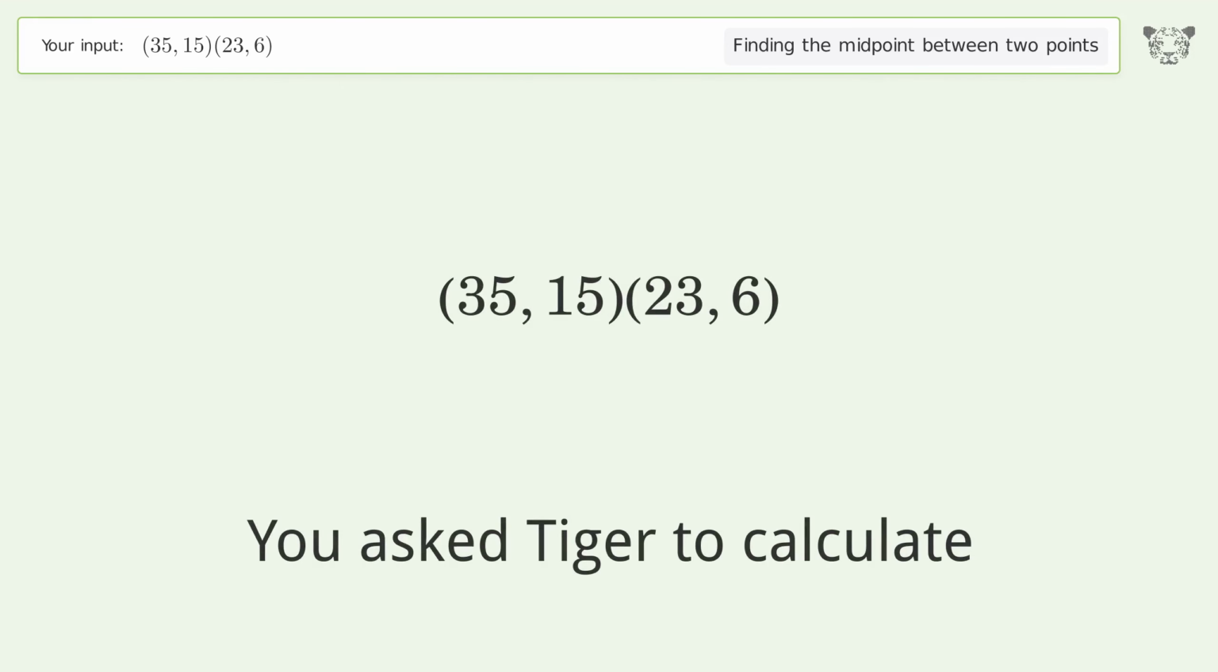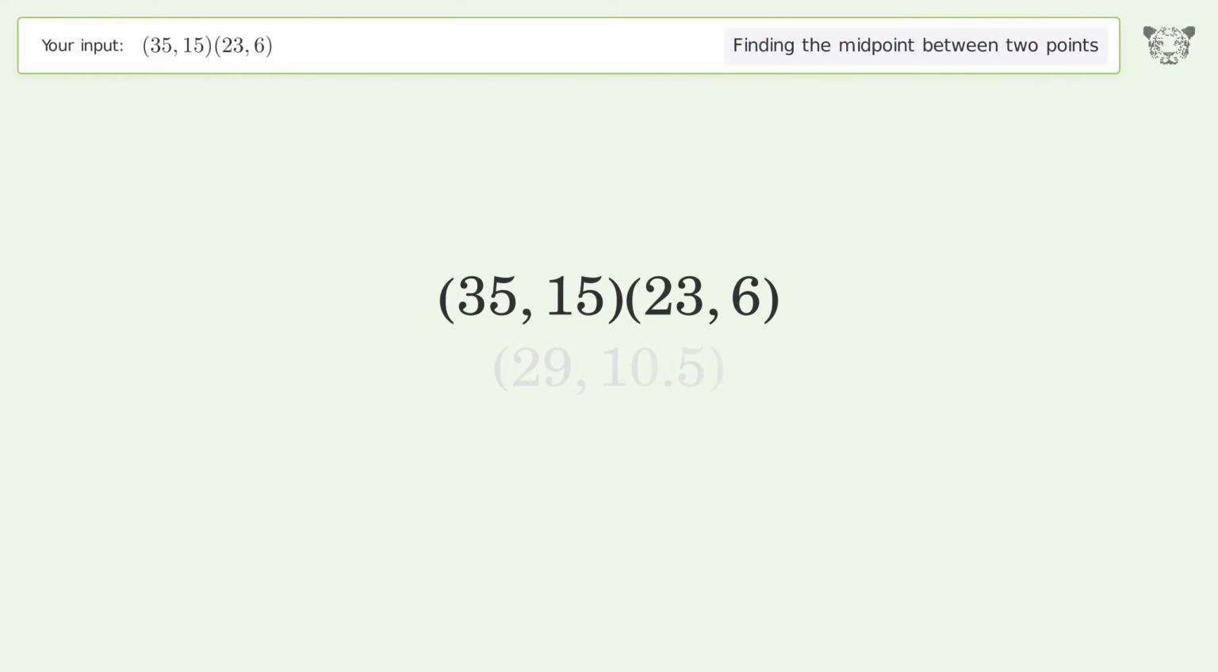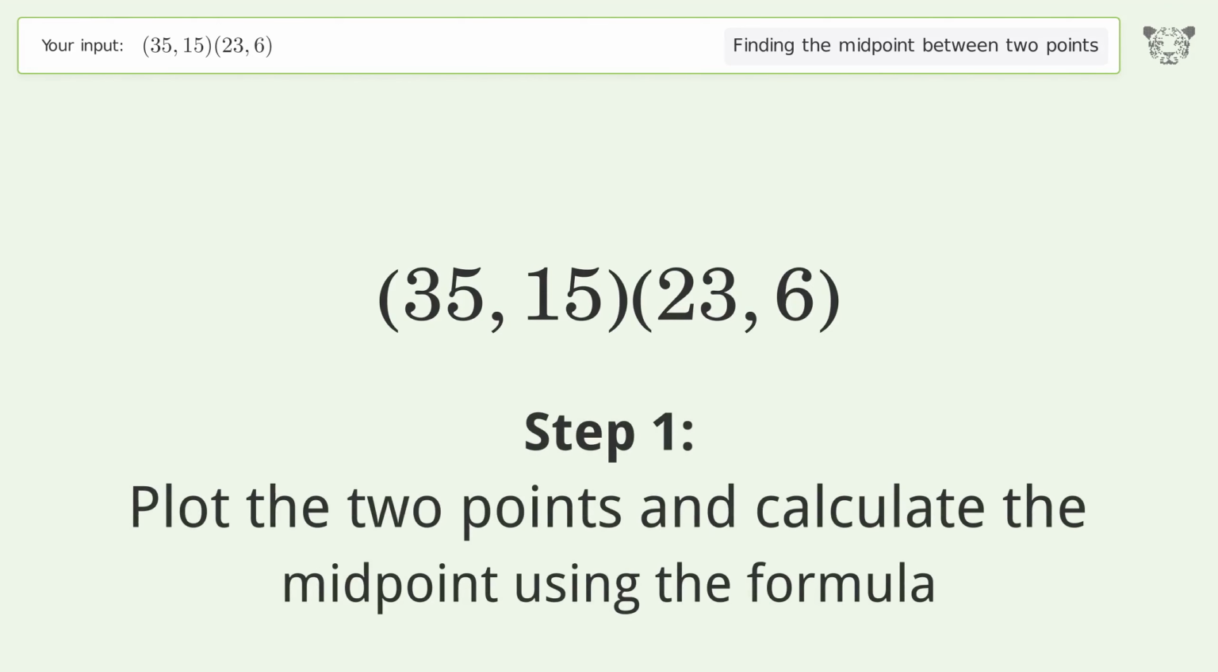You ask Tiger to calculate. This deals with finding the midpoint between 2 points. The midpoint between the 2 points is 29, 10.5. Let's solve it step by step. Plot the 2 points and calculate the midpoint using the formula.